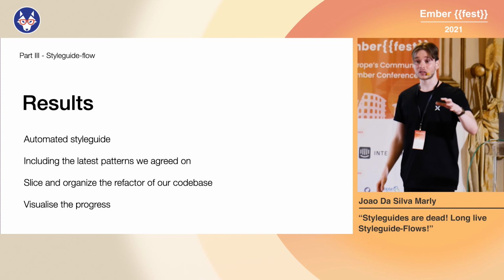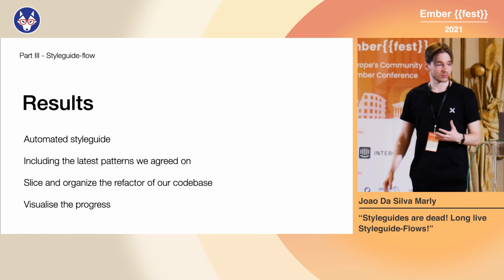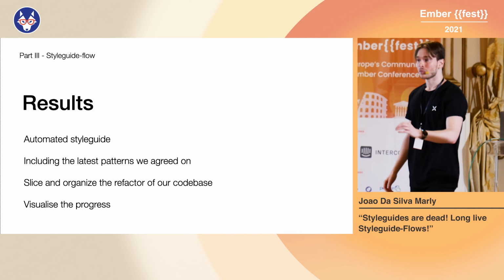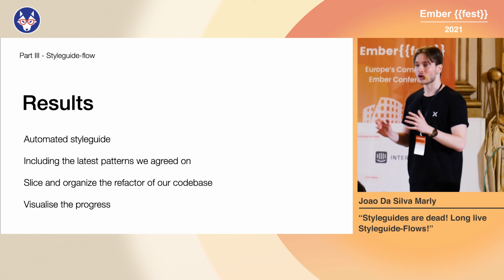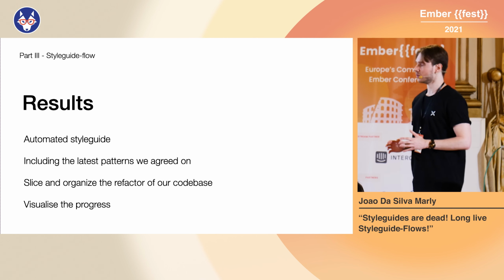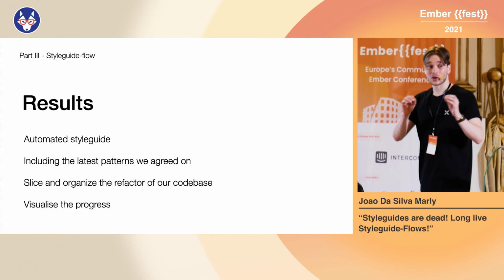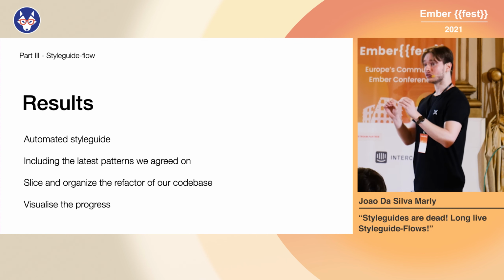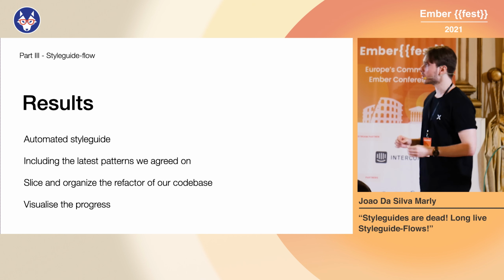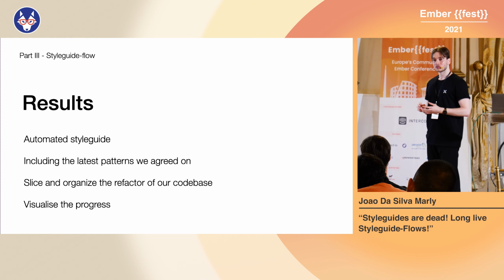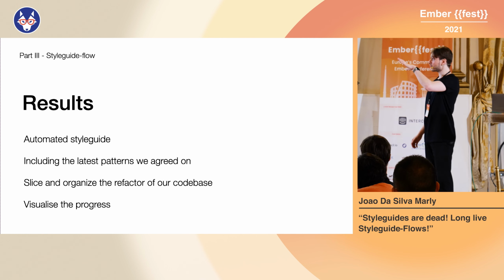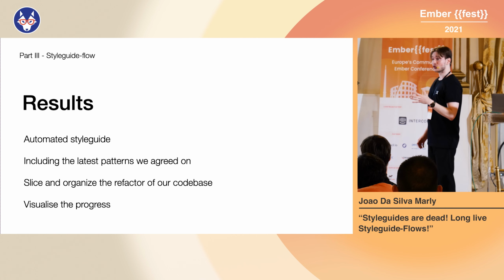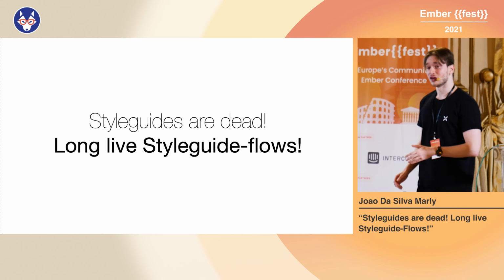Let's sum up together. What are the benefits of using this kind of flow? It's literally an automated style guide. It's lint rules. It's directly in your code. You can't avoid it. And it includes the last pattern. It's customizable. It fits your needs, the needs of your team, your business logic. And it's now possible to slice, to organize, to estimate, and to visualize the progress of the refactoring in your code base, thanks to the lint to the future dashboard. That's the benefit of Styleguide-Flows.